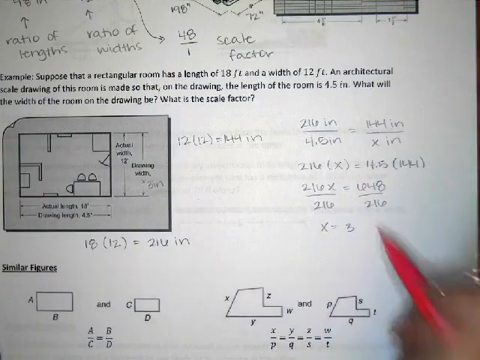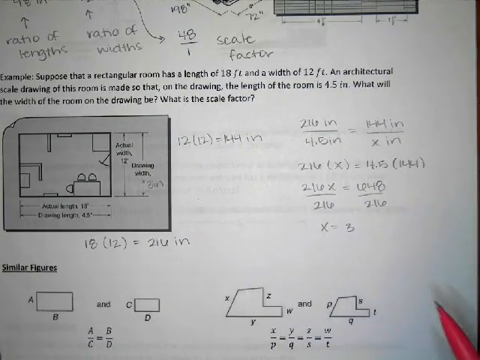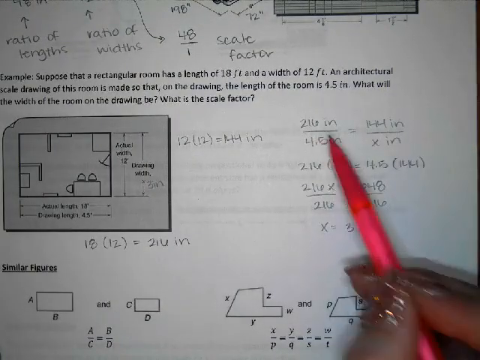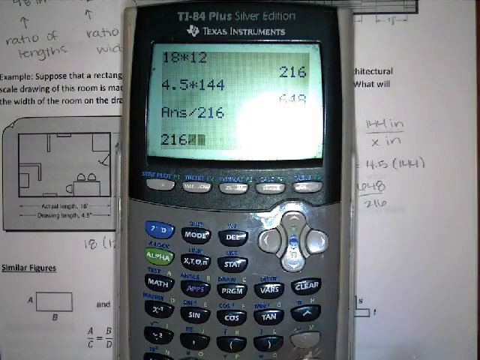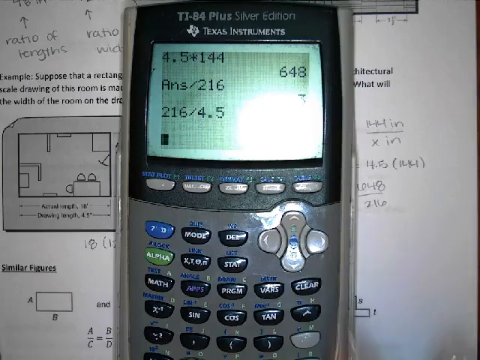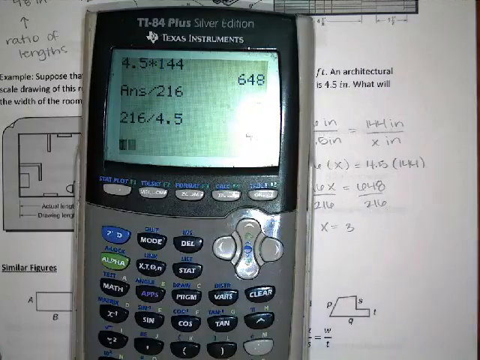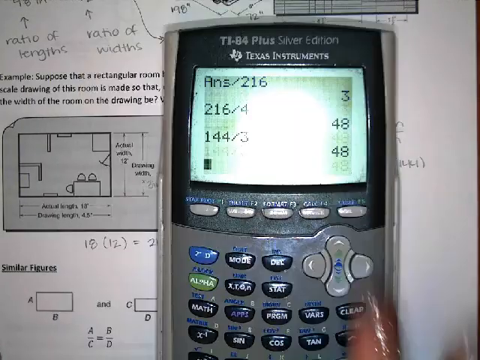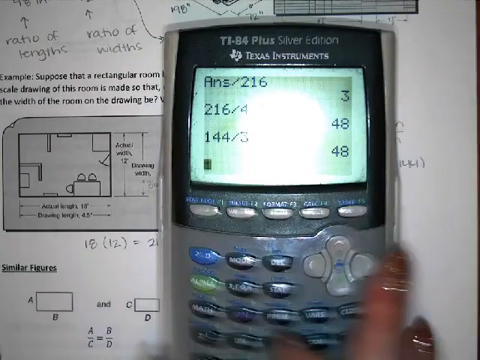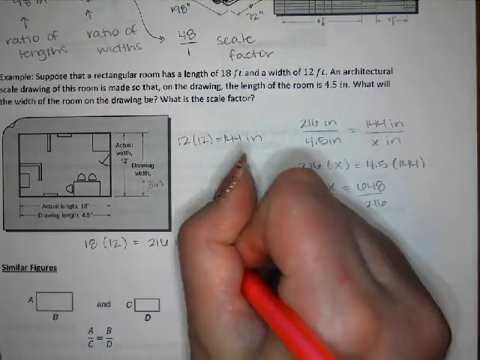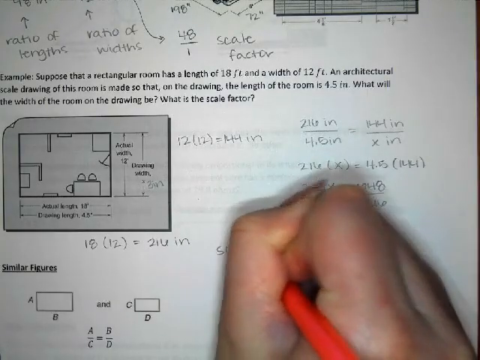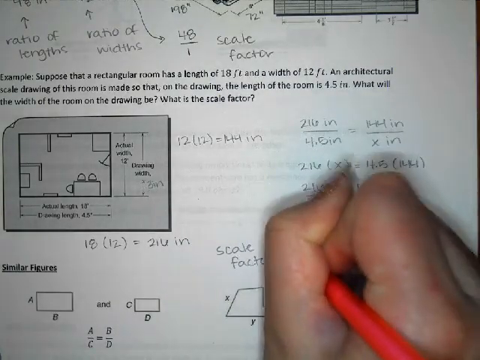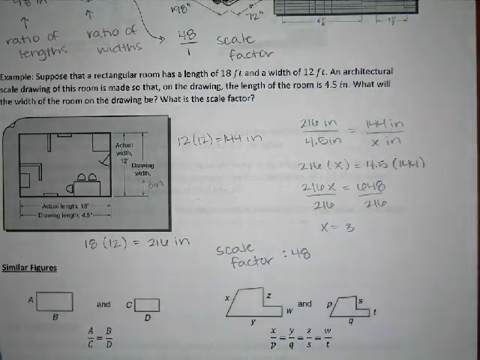And then if I want to figure out the scale factor, it is 216 over 4.5. Again, it's 48, or 144 divided by 3 would show me the scale factor as well. Again, it's 48. So the scale factor is 48, or you could say 48 to 1.